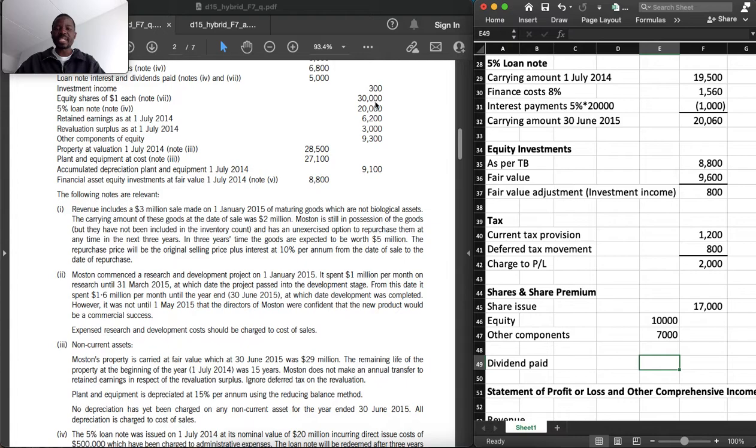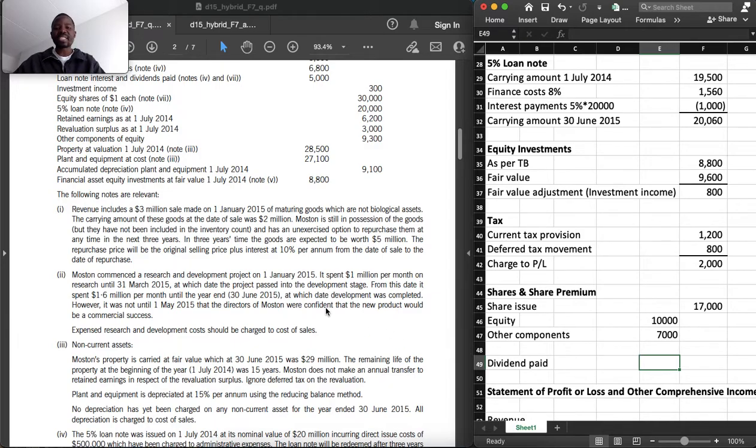So at the beginning of the year, we'll say 30 minus this additional 10,000. So we began with 20, we added 10 to get 30. As well here on the other components of equity, we did not begin with 9,300. We began maybe with 2,300, we added 7,000 to get 9,300.